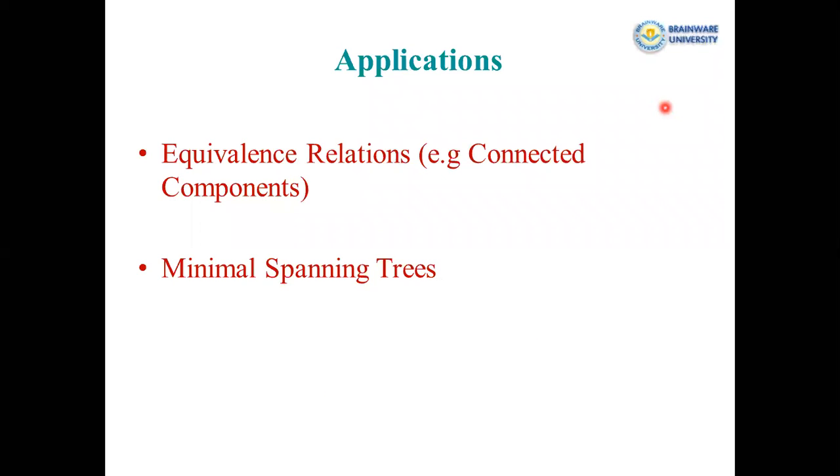So basically there are two different applications. One is equivalence relation, called the connected components, and another is minimal spanning tree. The equivalence relation or connected components algorithm is applied to find the relationship among a given set or graph, and the minimal spanning tree is found by applying the disjoint set in Kruskal's algorithm, because Kruskal's algorithm follows the edges, the minimum edges. So that's why we are applying the disjoint set in Kruskal's algorithm.